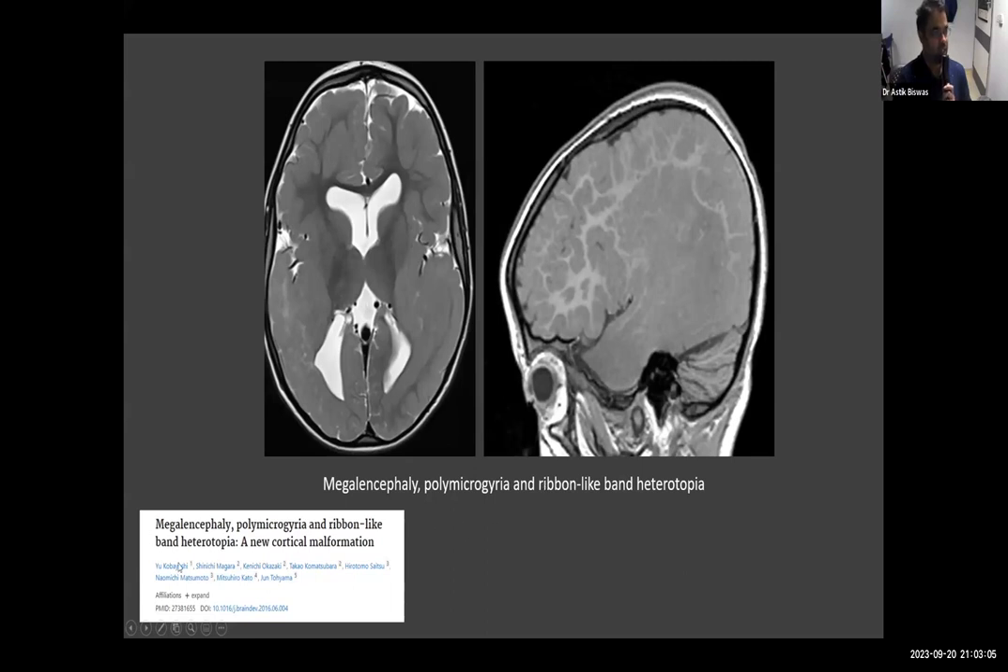And there's a very similar case in the literature which was described, but at that point there was no genetic information on that. It was 2016, I think. But anyway, the question is, could this be the same entity or could this be something else? We still don't know.